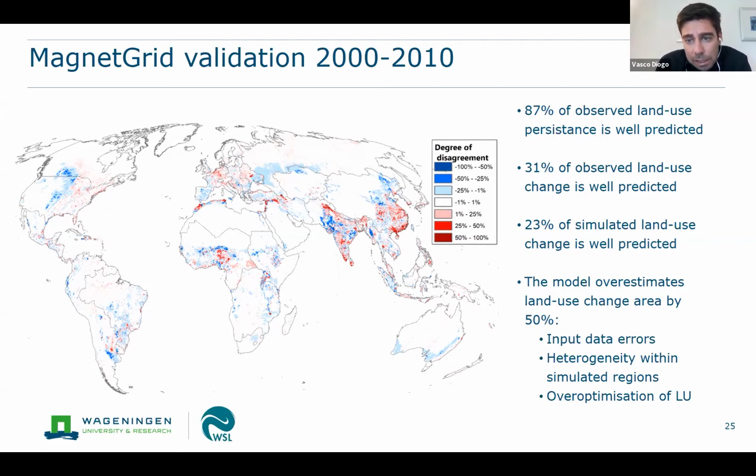We concluded also that the model tends to overestimate land use change by 50%, which means that we might be over-optimizing land use, and also perhaps due to input data errors, such as areas that are given biophysical suitability by the gridded crop growth maps that are below what is actually achievable. So it means that land is then reallocated to somewhere else. And also perhaps due to the possible heterogeneity within simulated regions that is not fully well accounted for while simulating such large regions.